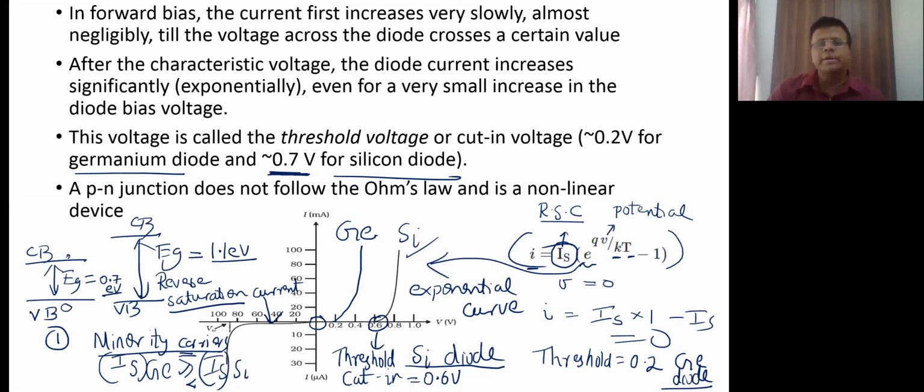And I have also written here that the PN junction does not follow Ohm's law, and it's a non-linear device. That is because of this exponential curve, what you see here. So we can go to the next slide now. So you can copy this down, and let's go ahead.